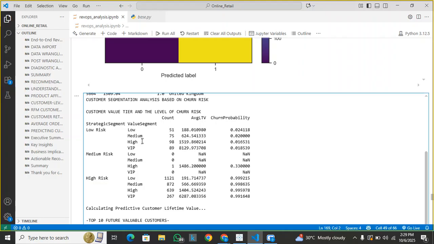So each value segment falls under a strategic segment to help the business identify the number of VIP customers that are under high risk, the number of high value customers that are under high risk, the number of medium customers that are under high risk, and so on. Attention needs to be paid to this area where top customers fall under high risk.